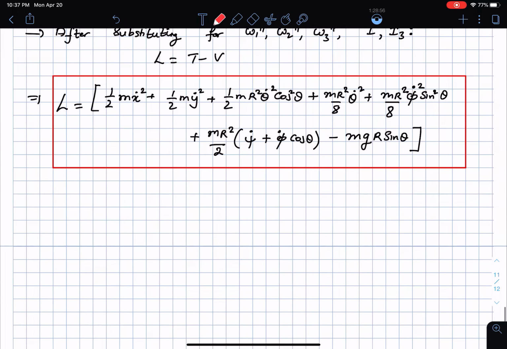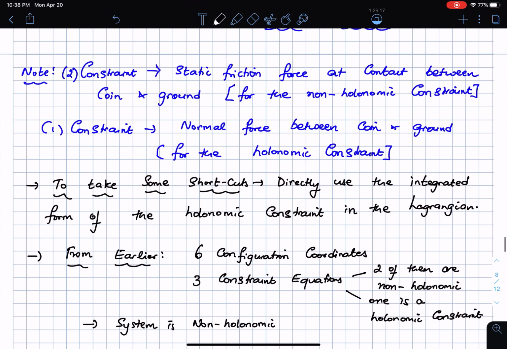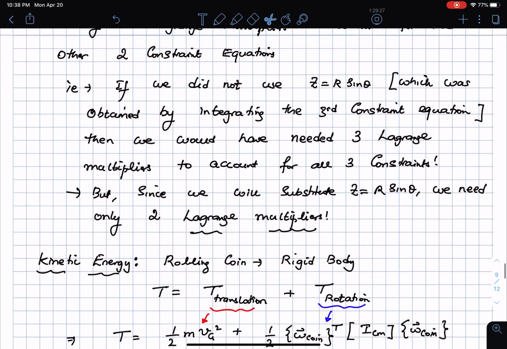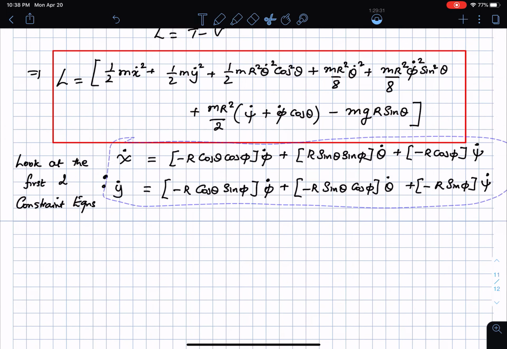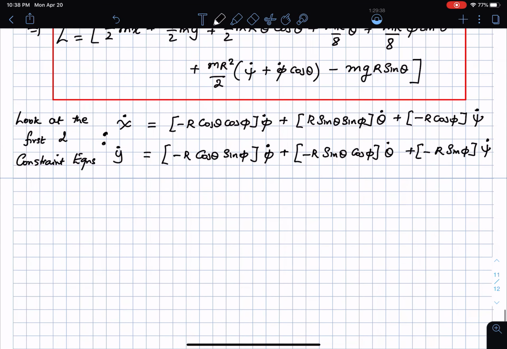Then what we do is we look at the constraint equations that we haven't used. Look at the first two constraint equations. I'm just going to take those and bring them down from earlier. So here is somewhere where I have the constraint equations. I'm going to take these, copy them, and bring them here. Alright, so almost there. So I'm going to write the constraint in the Pfaffian form.